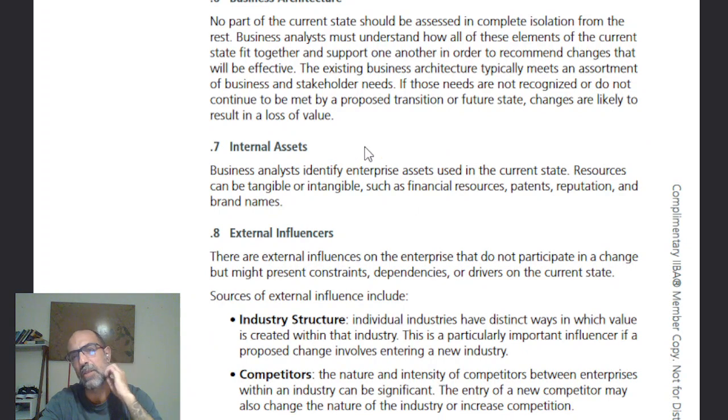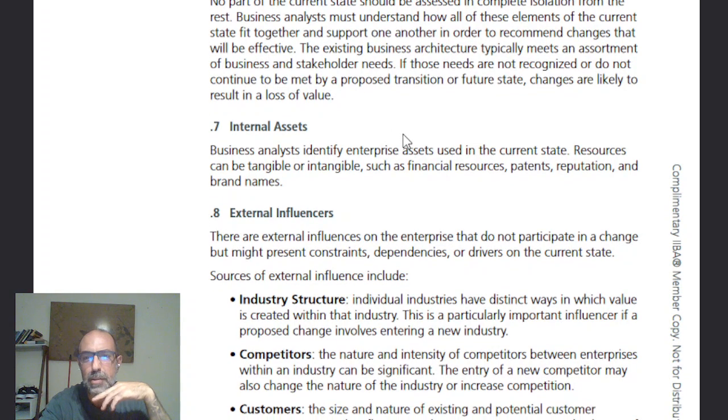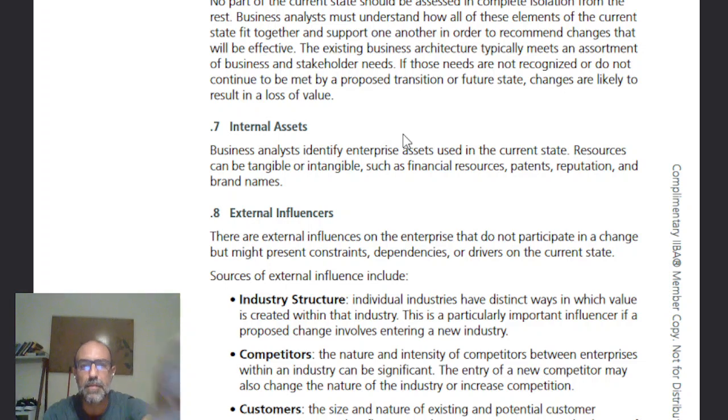Business architecture is how the actual departments engage with each other. The existence of business architecture typically meets an assortment of business and stakeholder needs. If those needs are not recognized or continue to be met by a proposed transition or future state, changes are likely to result in a loss of value.